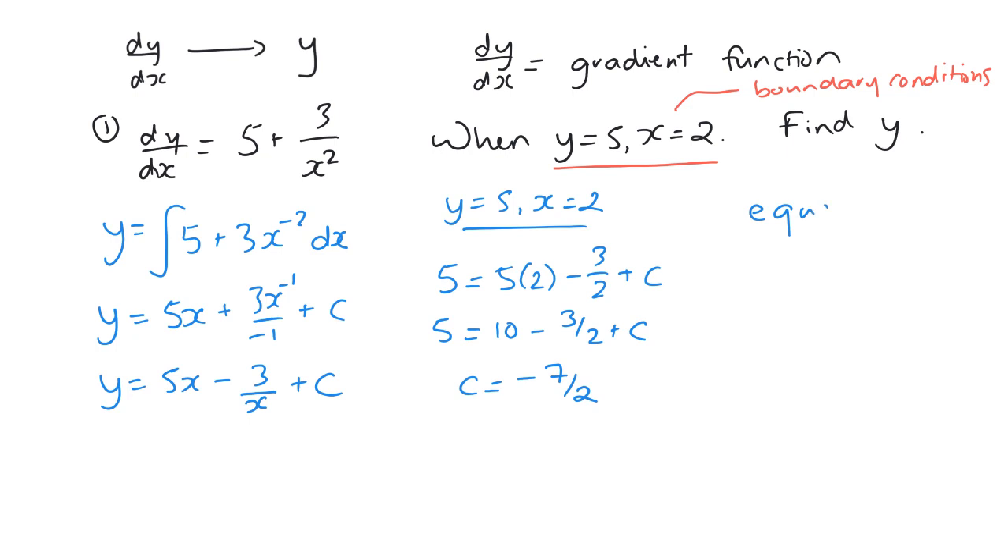And then we can write our equation for y. So remember to write the equation at the end. So y equals 5x minus 3 over x minus 7 over 2.